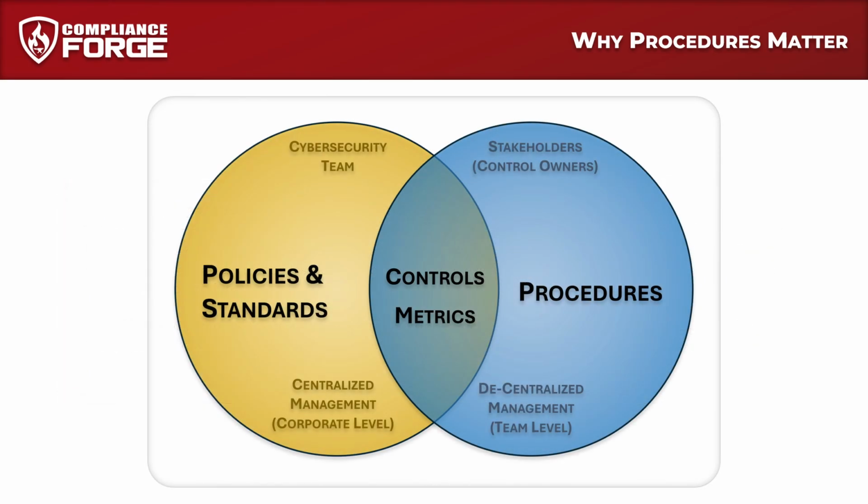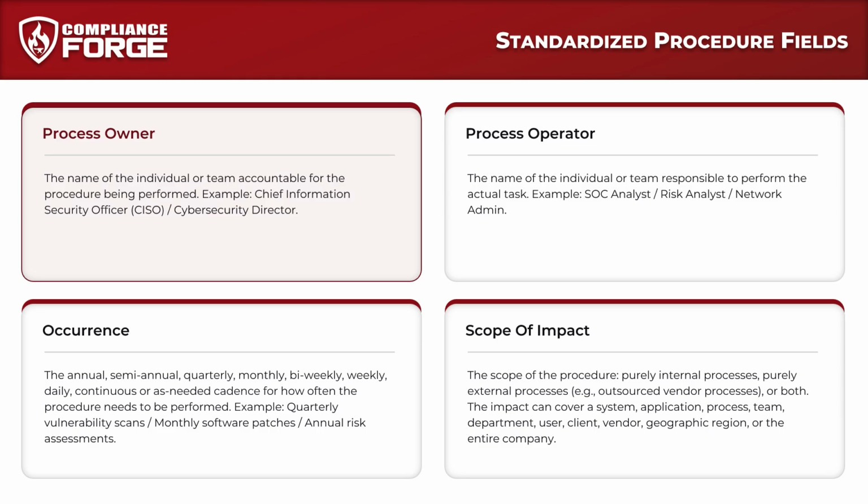As a visual, here's how policies and procedures relate, and where their ownership differs. Policies, standards, and controls are centrally managed at the corporate level, while procedures are decentralized and defined at the team level. Your customization is to help fill in the blanks for each procedure. The first field is the process owner. This is the name of the individual or team accountable for the procedure being performed. For example, the Chief Information Security Officer or a cybersecurity director. The process operator. This is the name of the individual or team responsible to perform the actual task, for example, a SOC analyst, a risk analyst, or a network admin.